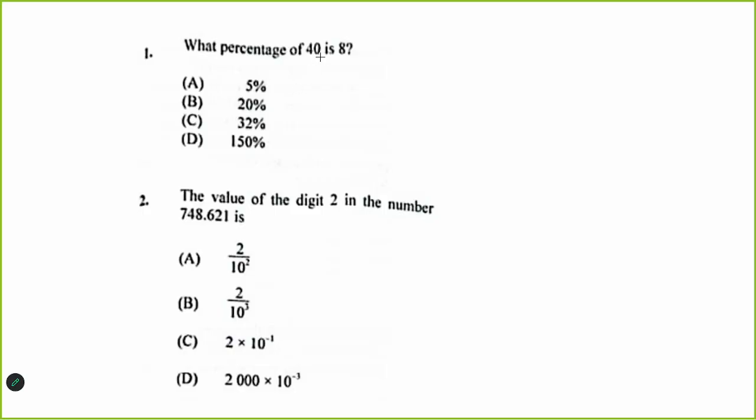What percentage of 40 is 8? We know it is over of. That's 8 over 40, multiplied by 100 over 1. 8 into 8, 1. 8 into 40 is 5. 5 into 120. So you know the answer is B.